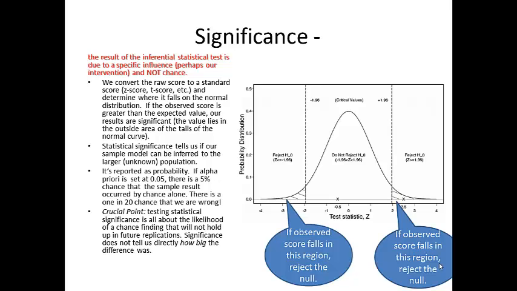So here's the crucial point. Testing statistical significance is all about the likelihood of a chance finding that will not hold up in future replications. Significance does not tell us directly how big the difference was. So I want you to understand that just because we get a significant p-value does not mean that our results can be taken to the bank with future tests.